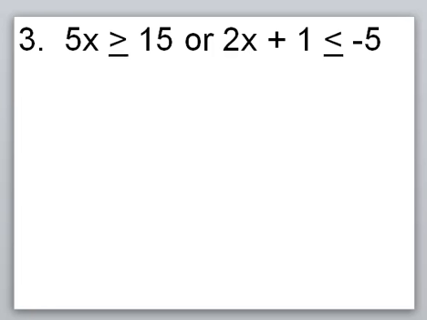I'm going to run through some more examples with you guys. We'll get into some more difficult problems as we move along. So we're going to just divide by 5 on both sides. This is another simple inequality. We get x is greater than or equal to 3.